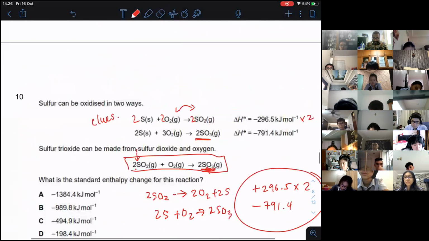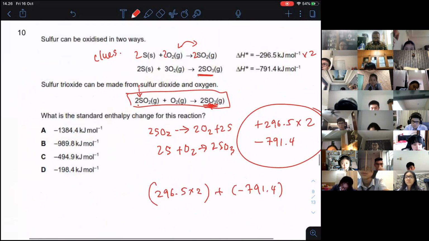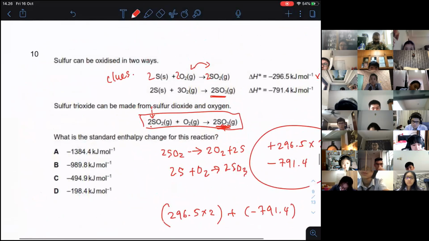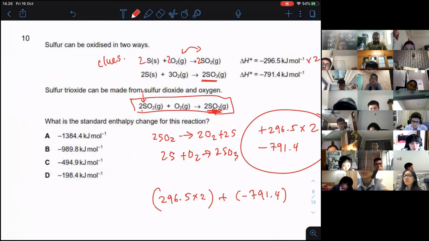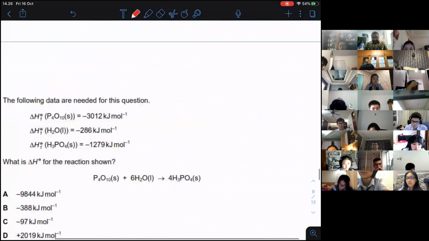Okay, anyone calculated already? Number 10? Negative what? Negative 198.4. Okay.